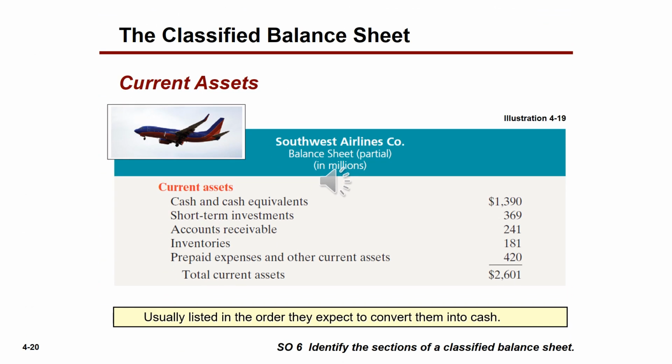Here's an example for Southwest Airlines. This is, of course, a partial snippet of a classified balance sheet of Southwest Airlines. As you can see, their current assets included cash and cash equivalents, short-term investments, accounts receivable, inventories, and prepaid expenses and other current assets. And these are usually listed in the order they expect to convert them into cash. So you would start with cash and then move on to the other current assets in the order that you expect to convert into cash.